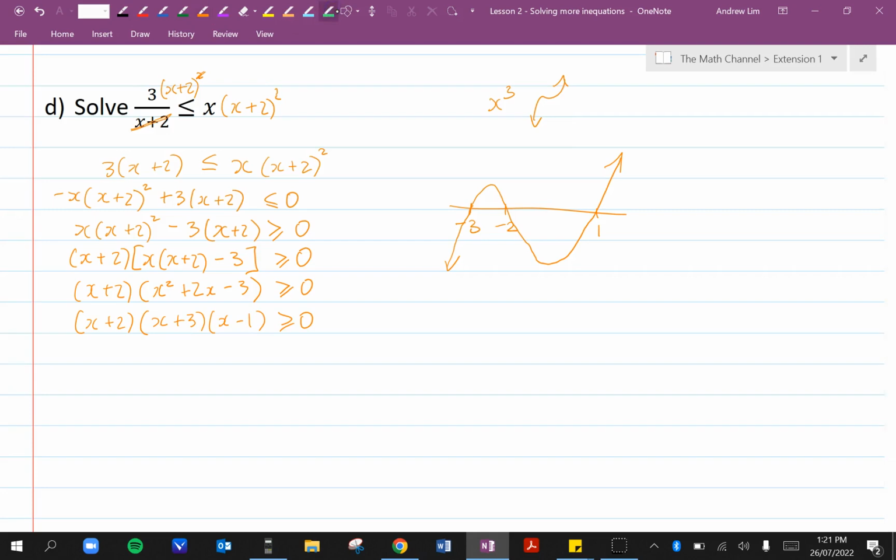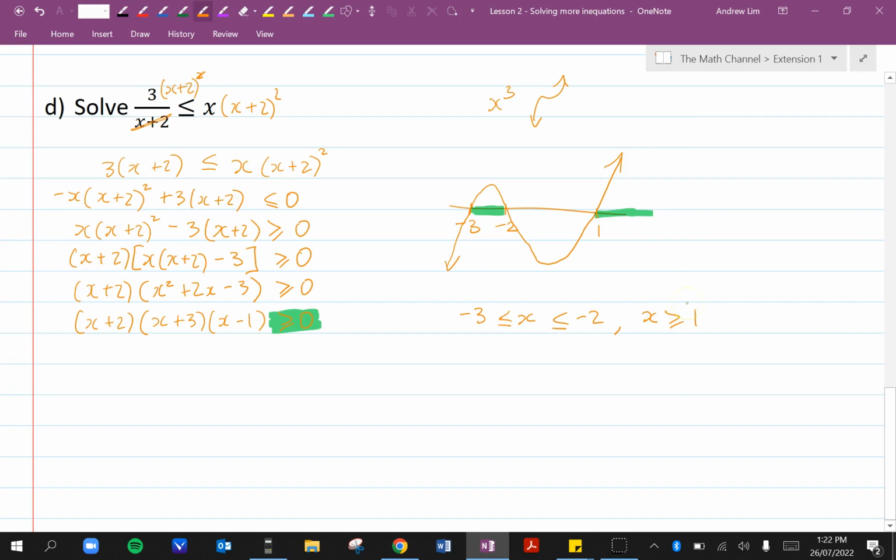Alright, let's answer this question. Which part of this graph is greater than or equal to 0? Well, it's greater than or equal to 0 if it lies above the x-axis. Above and above. So all of these x values and all of these x values. So we can see here that the solution to this is minus 3 is less than or equal to x, which is less than or equal to minus 2, as well as x is greater than or equal to 1.